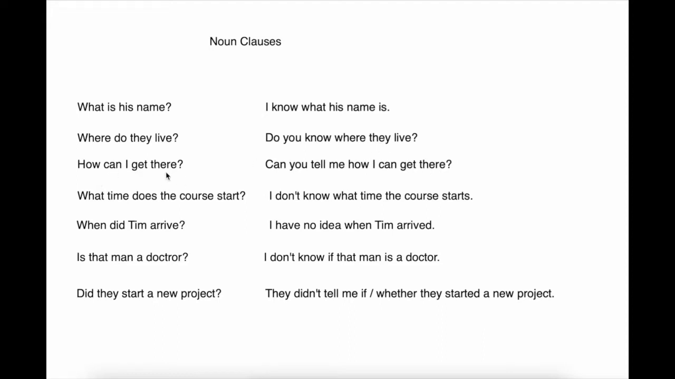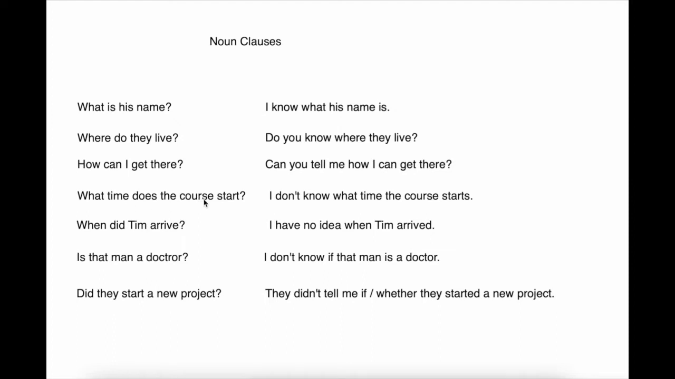How can I get there? This is also a question. In a noun clause, I can use it like this. Can you tell me how I can get there? And this is the noun clause, and also this is the object of the sentence.